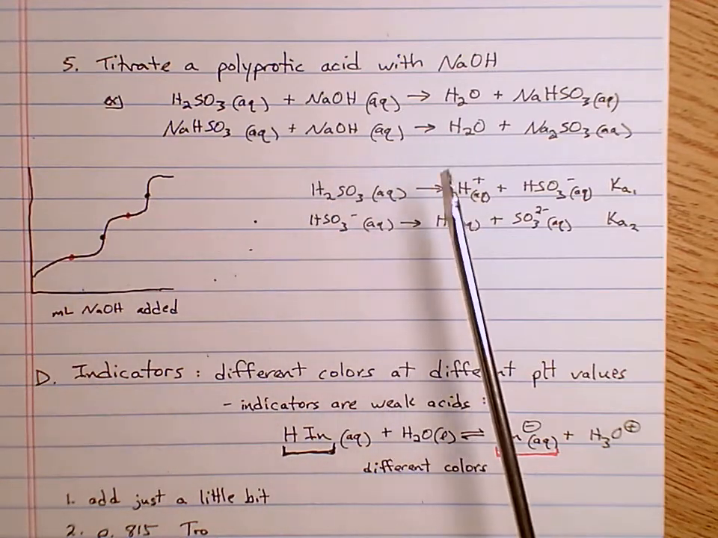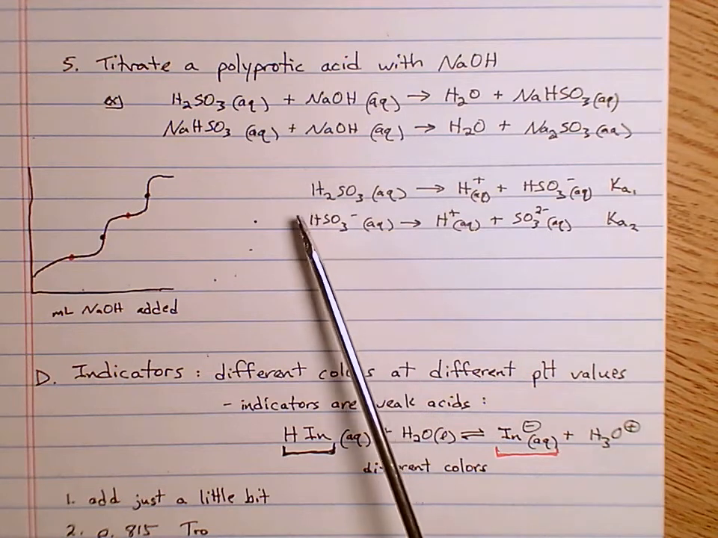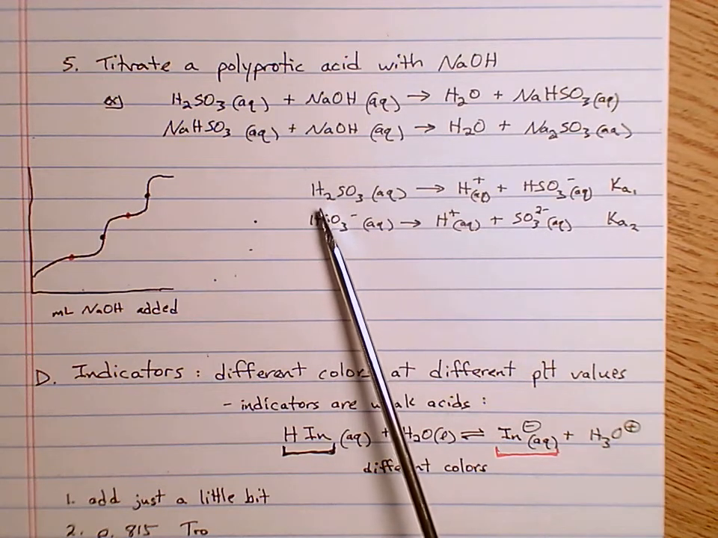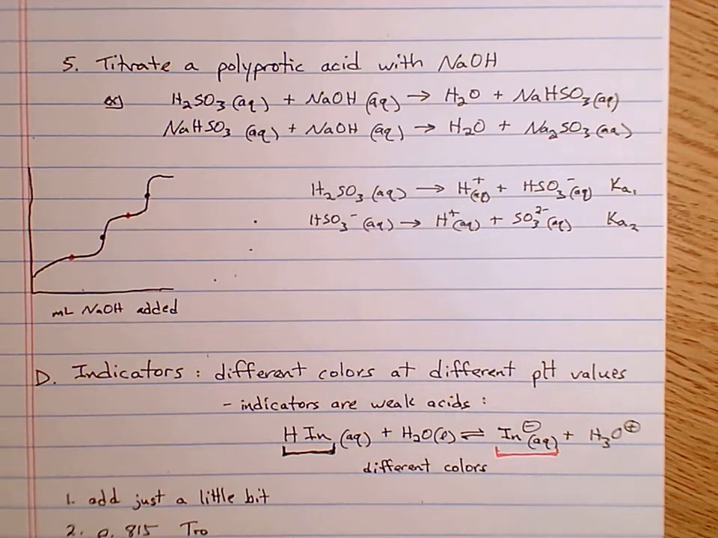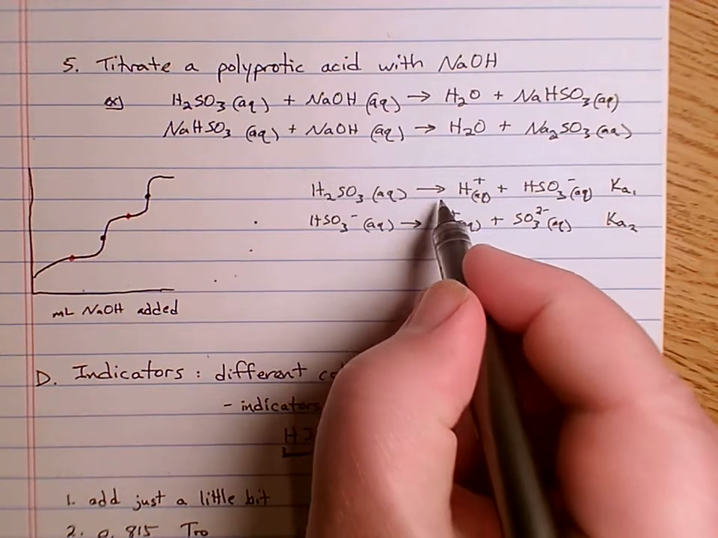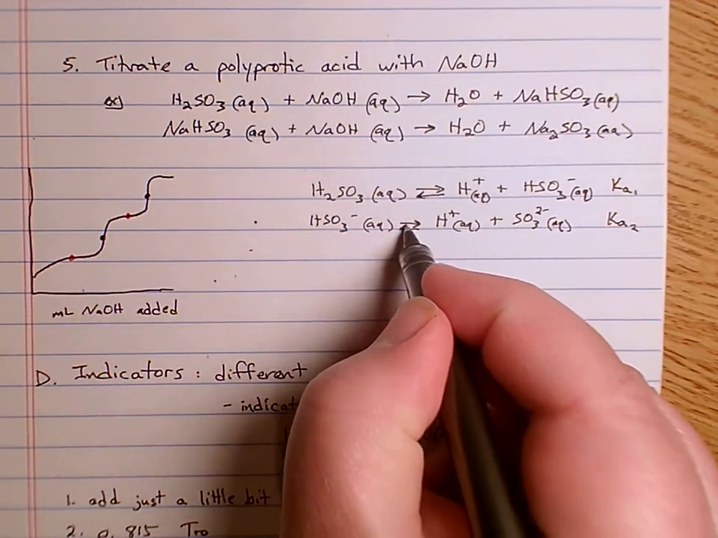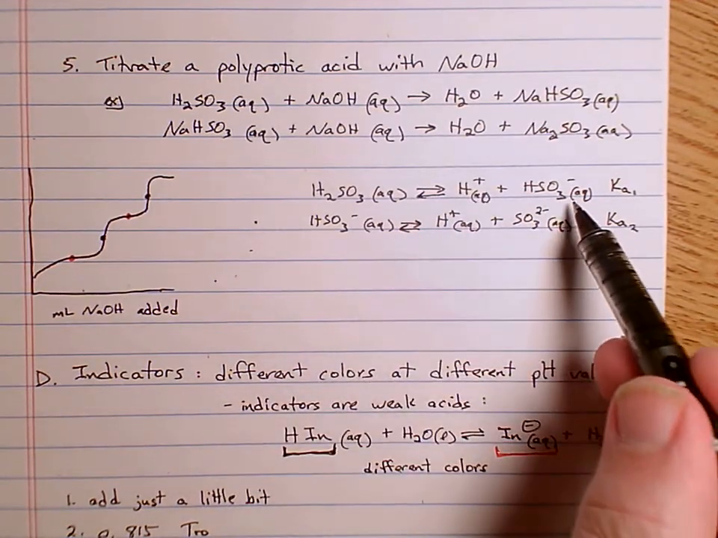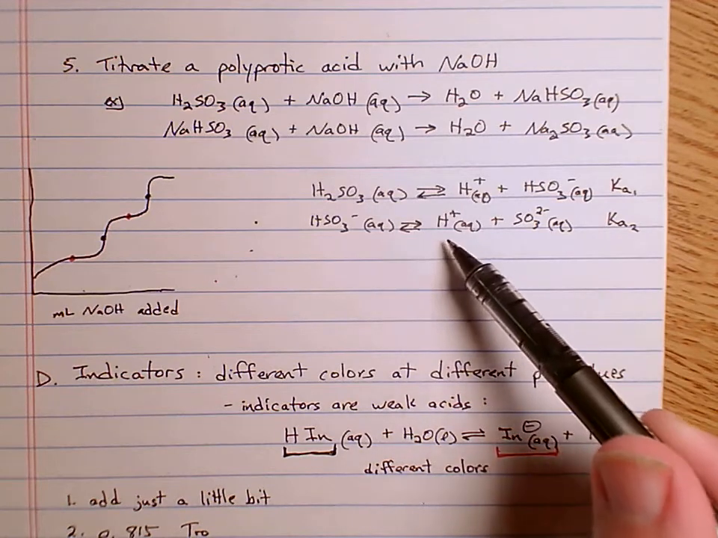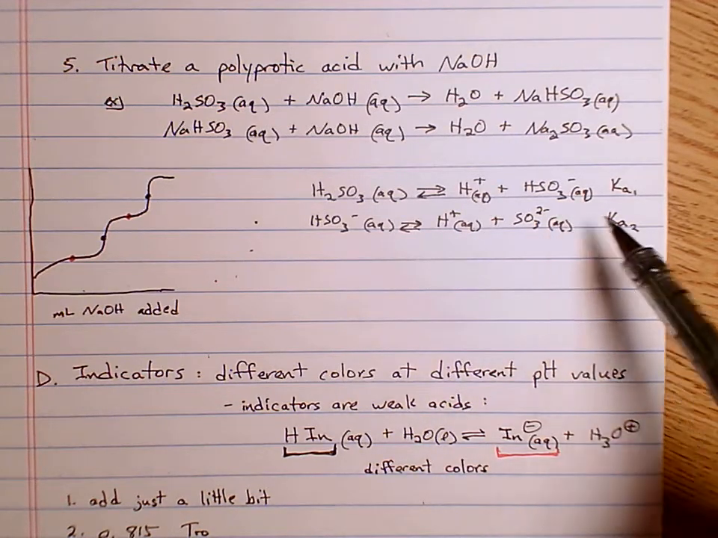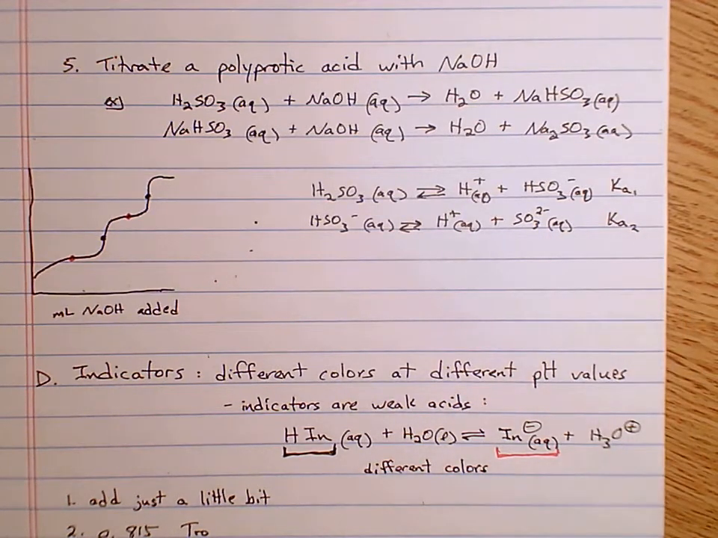values. Note, Ka is from just the normal dissociation, so H2SO3 aqueous, in equilibrium with H plus HSO3 minus, that's Ka1. HSO3 minus in equilibrium with H plus SO3 2 minus, that's Ka2.